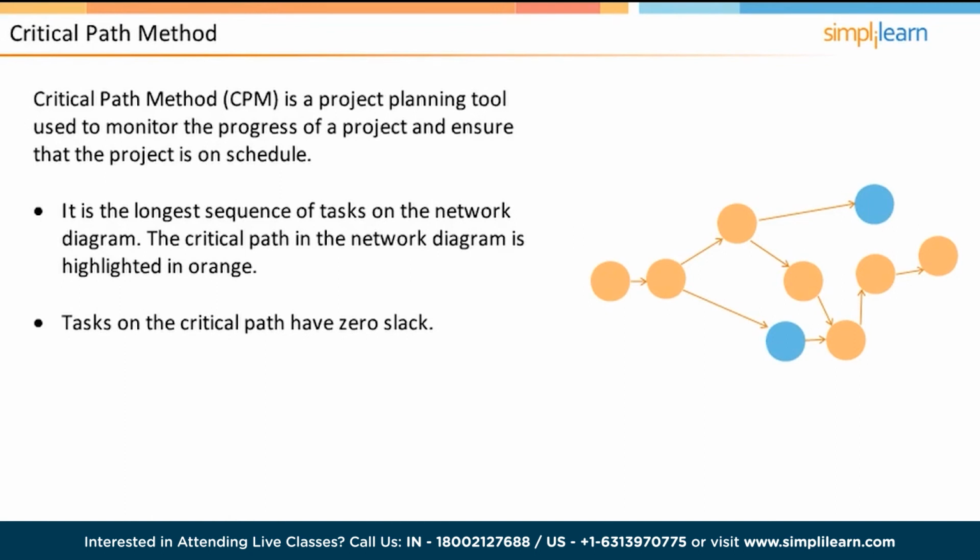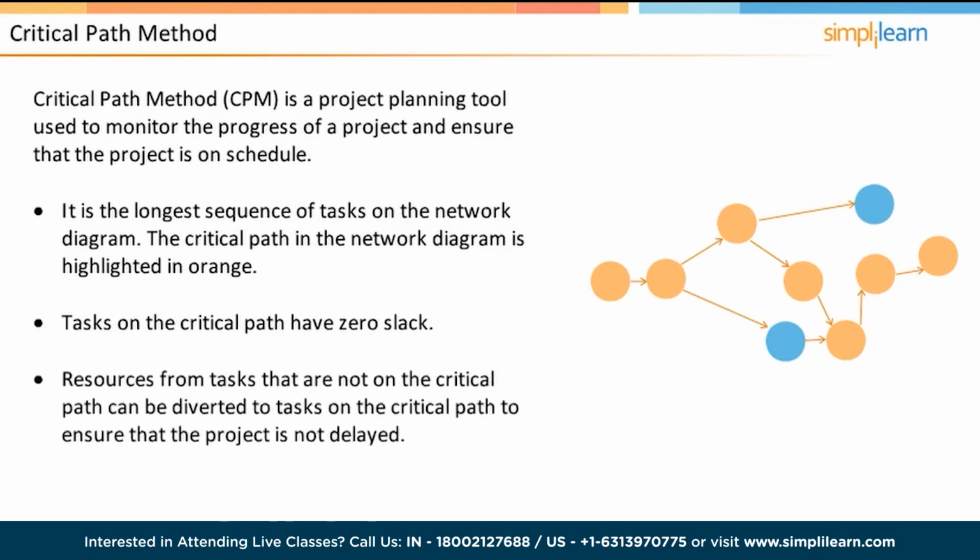This means that the smallest delay in any of the tasks on the critical path will cause a delay in the overall timeline of the project. This makes it very important for the project manager to closely monitor the tasks on the critical path and ensure that the tasks go smoothly. If needed, the project manager can divert resources from other tasks that are not on the critical path to tasks on the critical path to ensure that the project is not delayed.